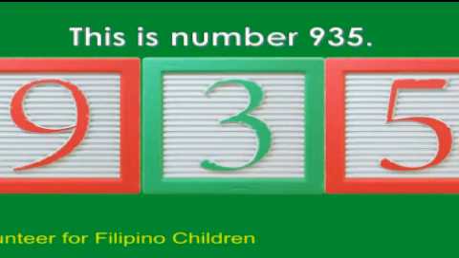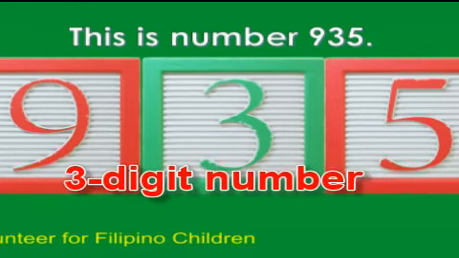Now tell me, how many numbers are there in this example? Yes, there is only one number, 935, but it contains 3 digits: 9, 3, and 5. 935 is a 3-digit number.